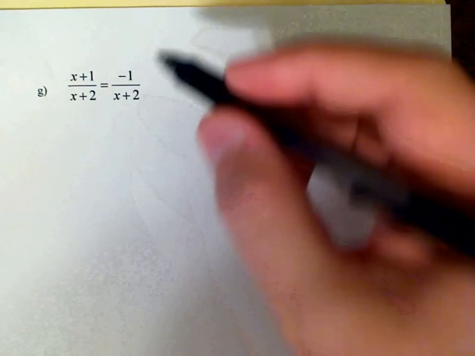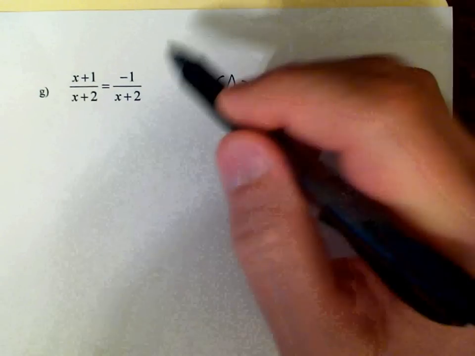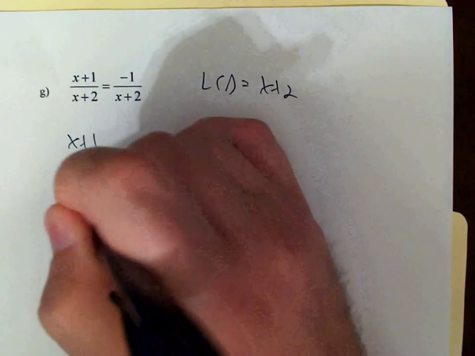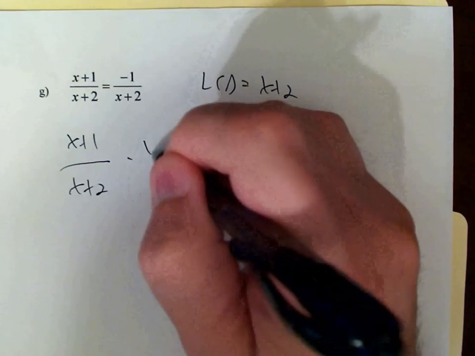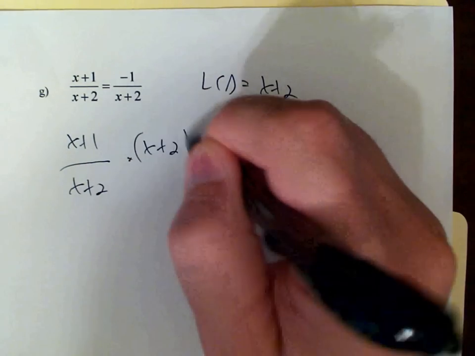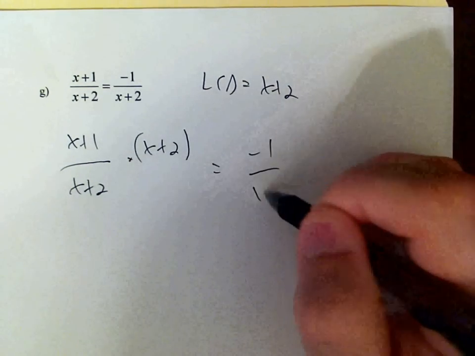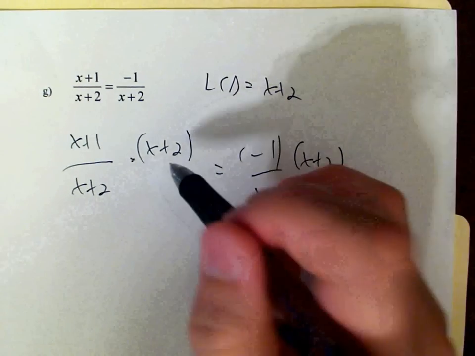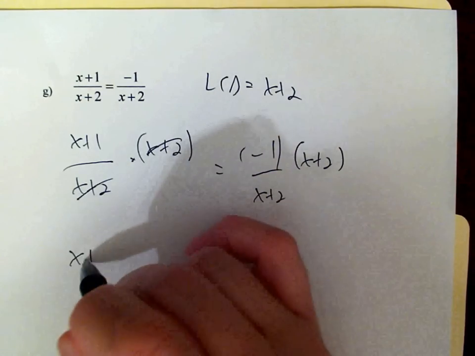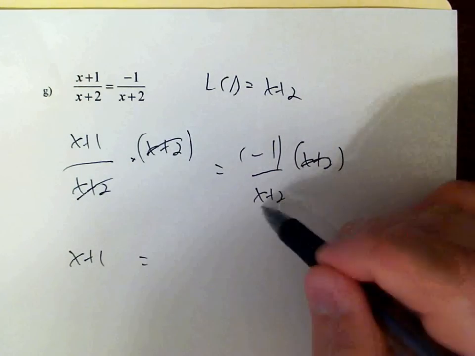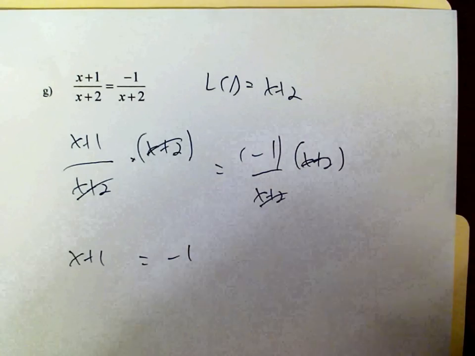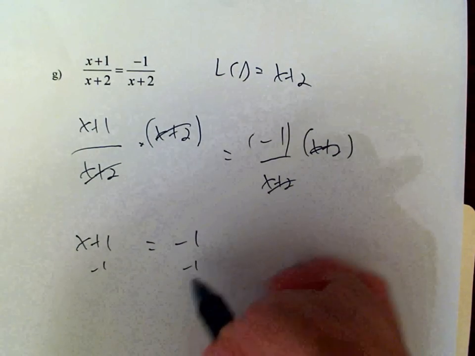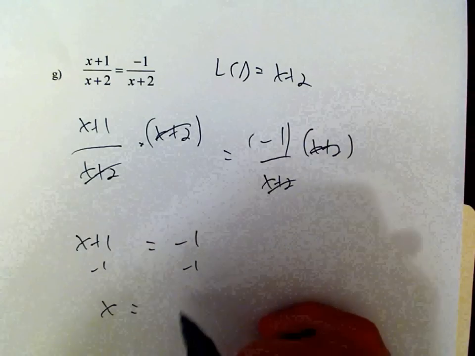It's from the LCD. They happen to be the same thing, so it's x plus 2. So I'm going to multiply both fractions by x plus 2. This should be a fairly quick one. Now these x plus 2's cancel, and it leaves x plus 1. These x plus 2's cancel, and it leaves the negative 1. I want to solve for x, so I'm going to subtract the 1 from both sides, and I get x equals negative 1 minus 1, which is negative 2.